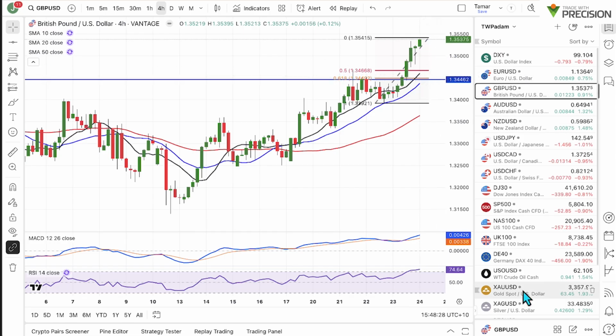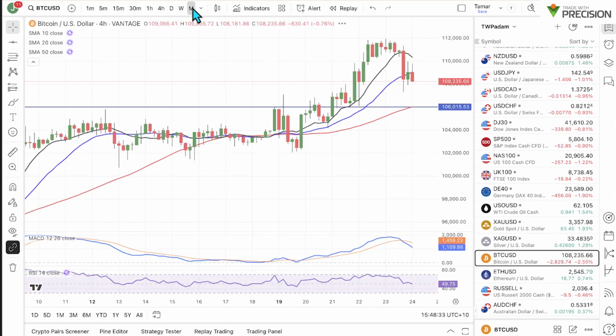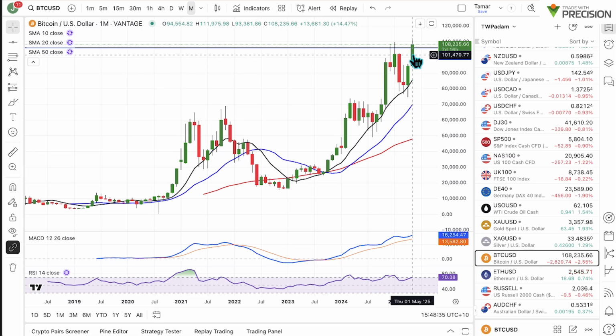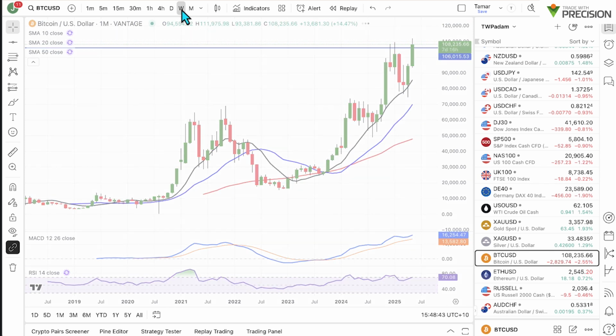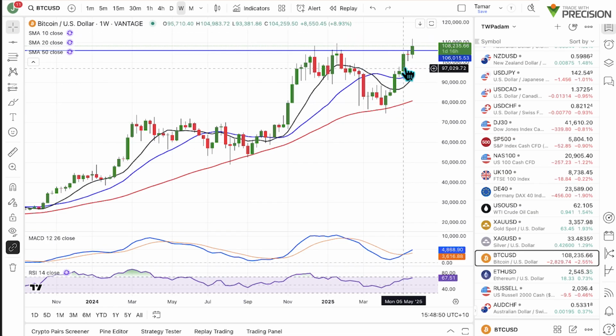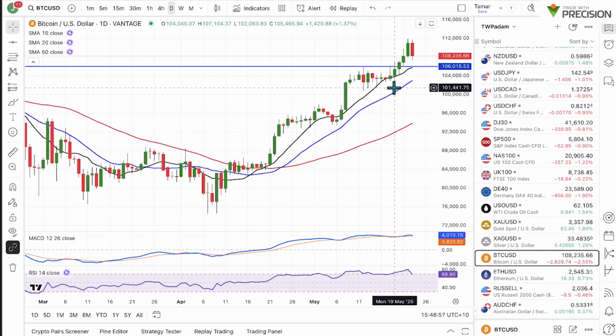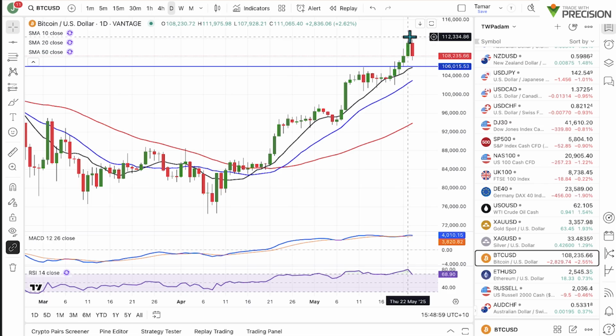Next, I want to take a look at the chart of Bitcoin. Bitcoin broke into an all-time high, and if we take a look here at the monthly chart, we can see the pullback into the buy zone and then the move away. On the weekly chart, we can see that we moved from a low to a higher high, so that was quite a strong push. On the daily, we can see the daily is back into an uptrend, the push to a new all-time high, and currently we're pulling back.